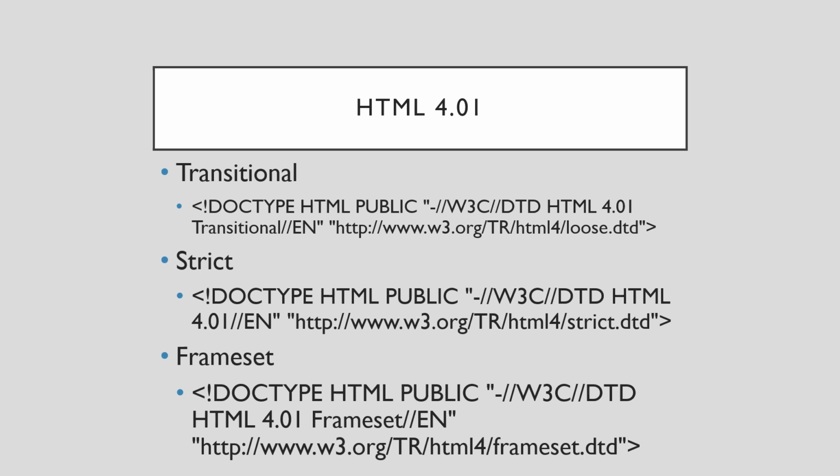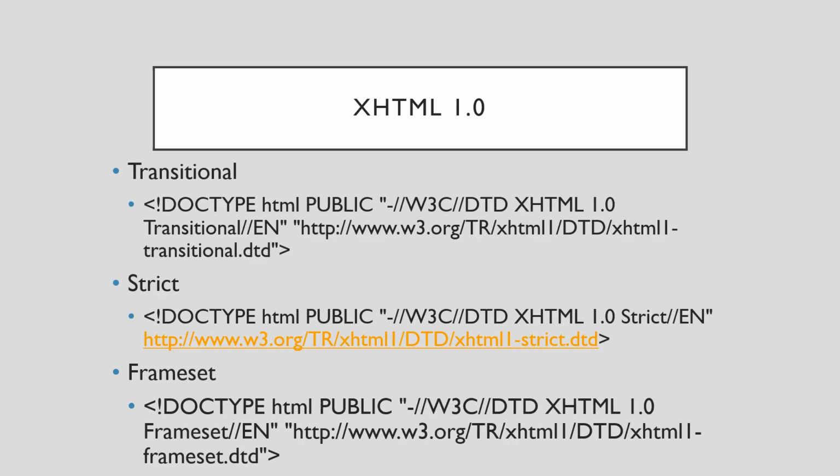Transitional was used for those that were transitioning from the older versions to the newer versions, so it was a little bit more flexible. However, strict was much more demanding and needed it to be correct. And so it's a little bit more intense. And then lastly, you have the frameset, which is if you were including frames in your pages. But we don't really use any of these anymore. We use HTML5.